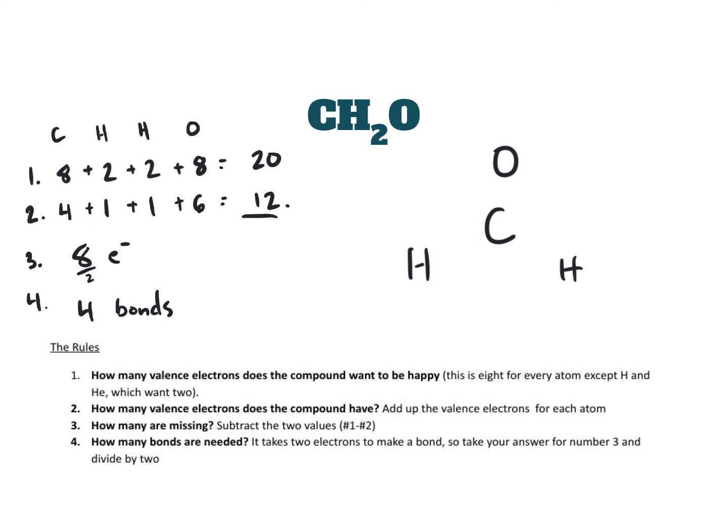Well, we know the hydrogen can only deal with 1 line, right? He only wants 2 electrons. And if each line represents 2 shared, then he only gets a line. He doesn't need any more. So where are we going to put the other 2 lines? Well, the only place they can go is in between the C and the O.